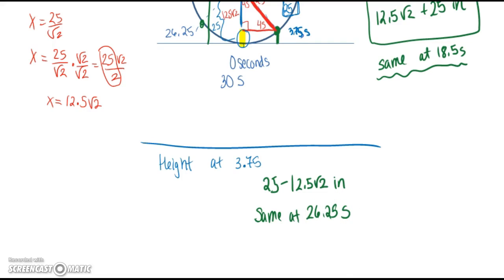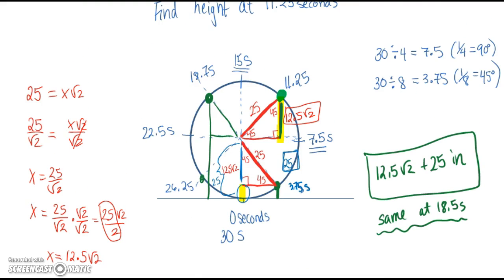A couple of other heights that are pretty straightforward to find here would be at our quarter turns. So at 0 seconds, obviously the height is 0. At 7.5 seconds, it's just the radius. So the height is just straight up 25 inches. Here at 15 seconds, you can see the height is the diameter, which is 50 inches.